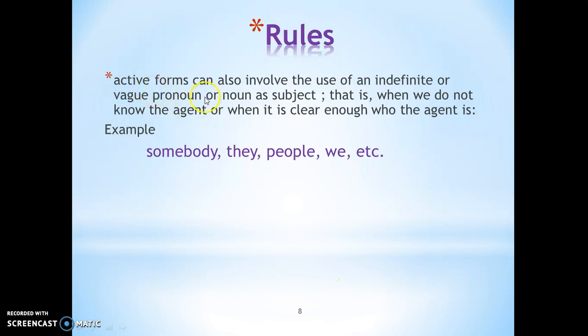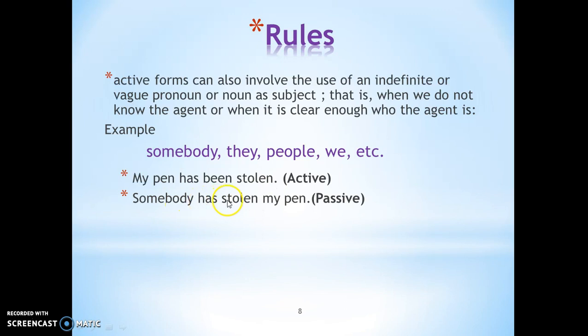Now, when the subject has a pronoun or a noun which is very vague, that is, when the doer of the action is not used, for example, somebody, they, people, we, etc., the sentences would be differently framed. For example, my pen has been stolen. When the doer of the action is not very clear, it would be written as somebody has stolen my pen.